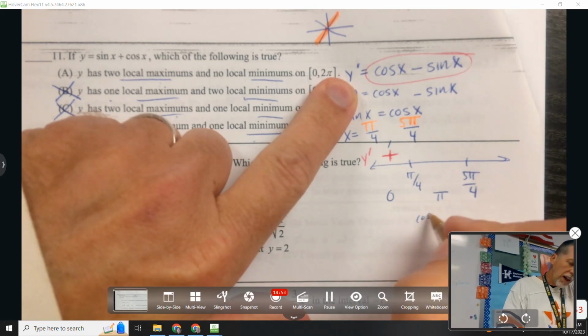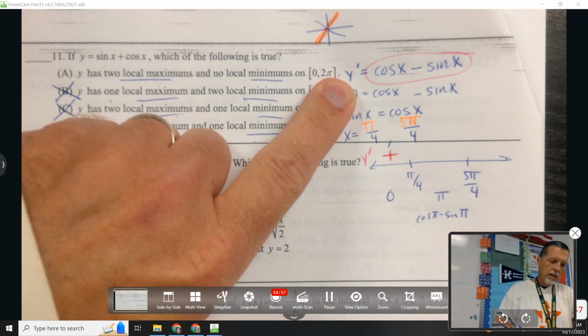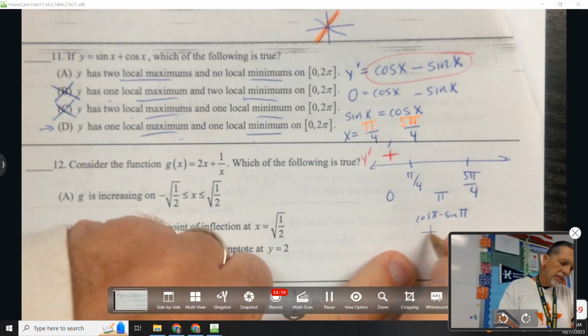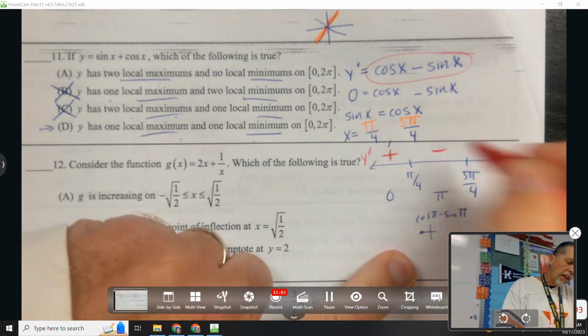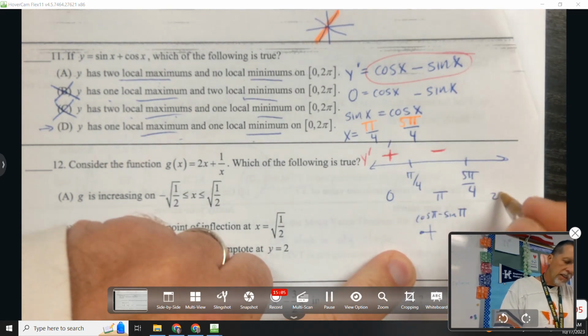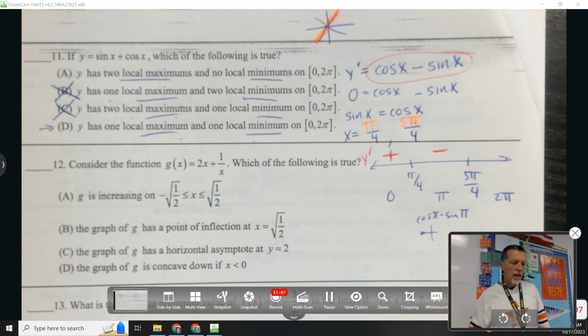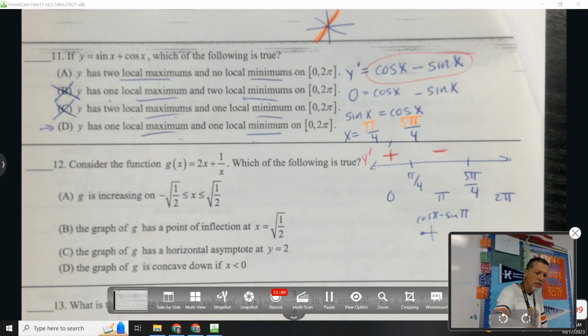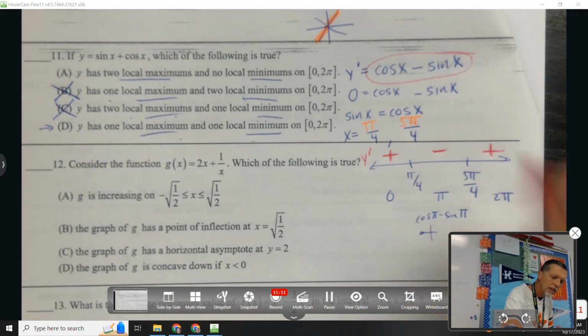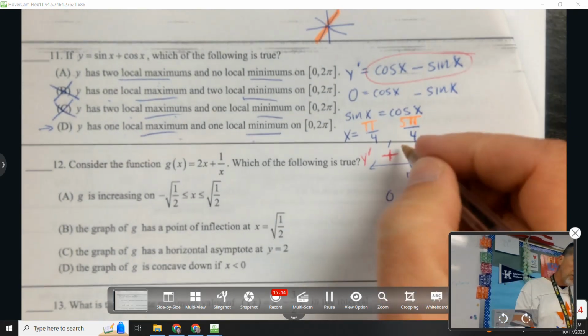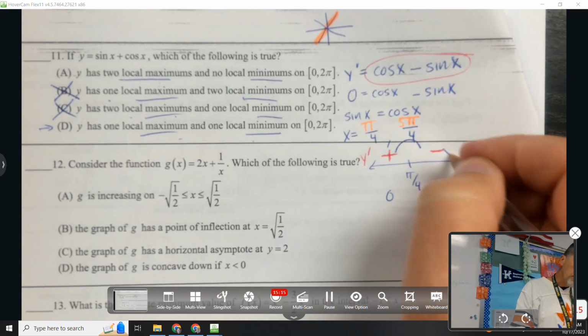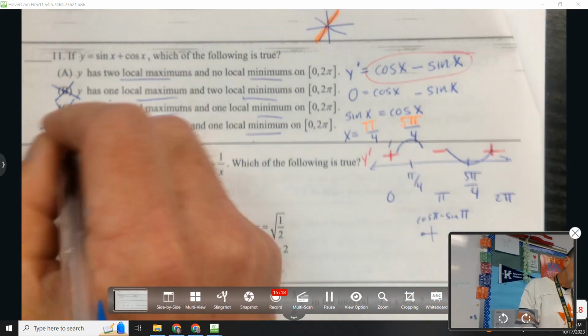Cosine of pi minus sine of pi. Cosine of pi is negative 1. Sine of pi is 0, so that's negative. And then 2 pi should give me the same thing as 0, so that should be positive. So that means there's a max at pi over 4 and a min at 5 pi over 4, one of each.